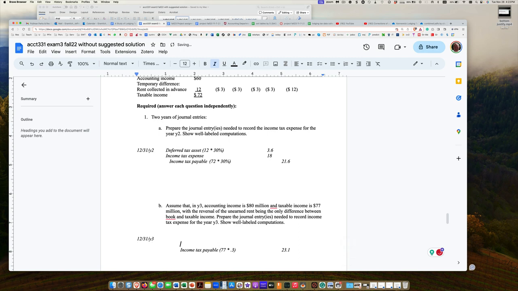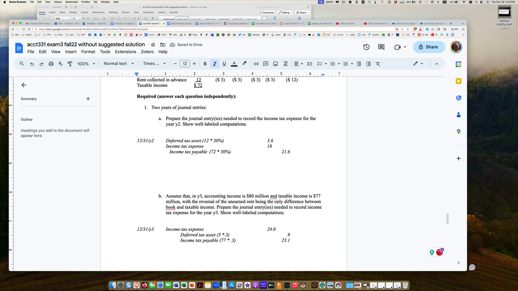to the deferred tax asset, or DTA. And that's 3 times 0.3, the tax rate of 30%, and that's going to be a reduction of 0.9. And then we just make the debits equal credits, income tax expense, and that's going to be for 24.0 million. With me? Okay.